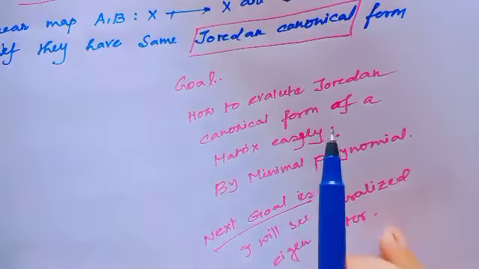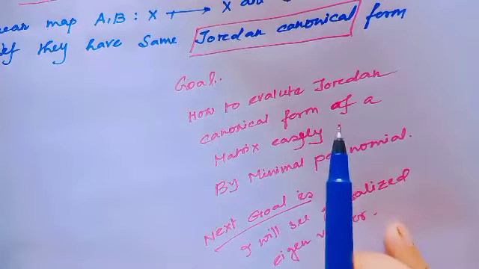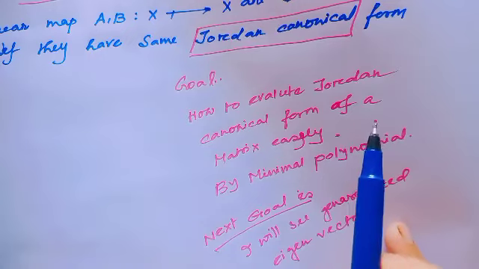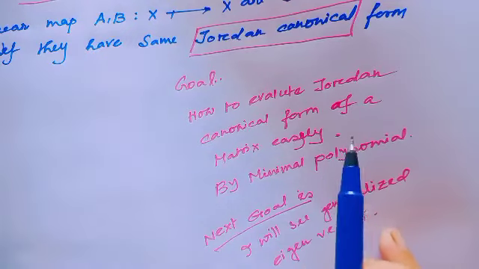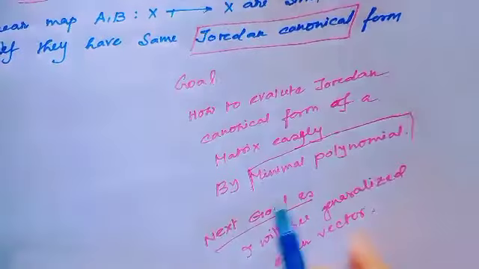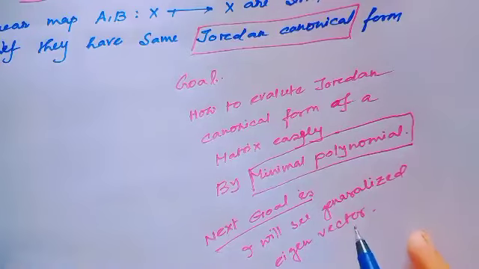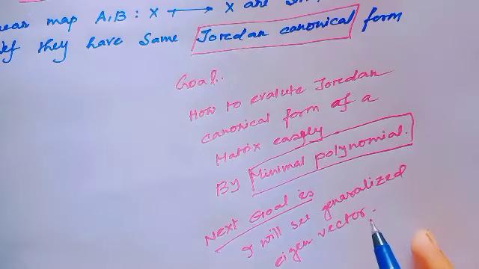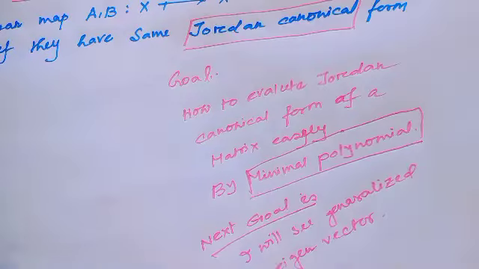Today's goal of this lecture is to see how to evaluate the Jordan canonical form of a matrix easily by minimal polynomial. By minimal polynomial, we can evaluate the Jordan canonical form of a matrix very easily. And if we can find the Jordan canonical form of two matrices, then we can easily tell whether the two matrices are similar to each other.